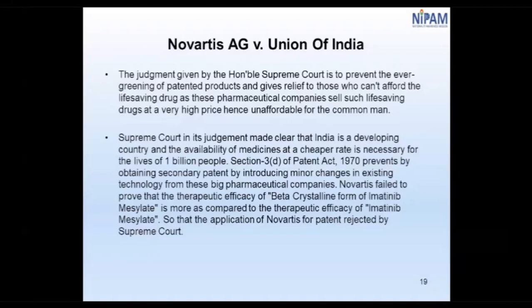Novartis failed to prove that the therapeutic efficacy of the beta crystalline form of imatinib is more than the therapeutic efficacy of imatinib mesylate. So the application of Novartis for a patent was rejected by the Supreme Court. We will discuss it in detail. We all know that medicines are made from chemical products. Every medicine is made from a chemical product.